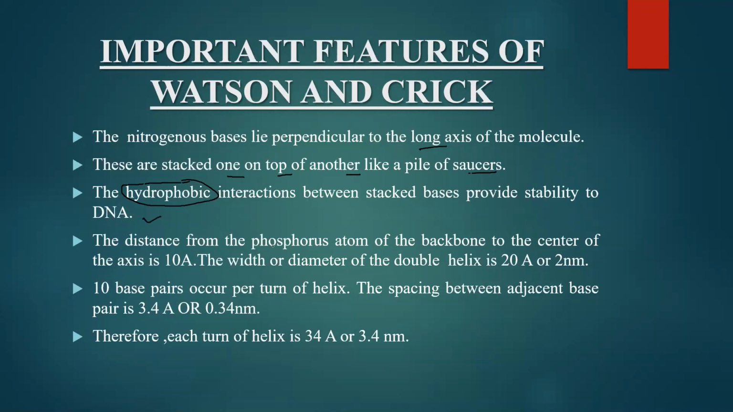The distance of a phosphorus atom of the backbone to the center of the axis is 10 Angstrom, and the width or diameter of the helix is 20 Angstrom, or 2 nm. There are 10 base pairs per turn of the helix. The spacing, as I told you, 34 divided by 3.4, gives 10. Therefore, each turn of the helix is 34 Angstrom, or 3.4 nm.